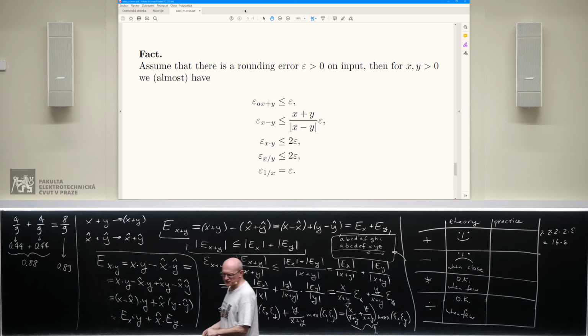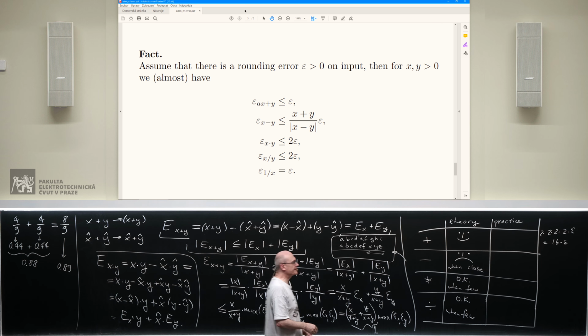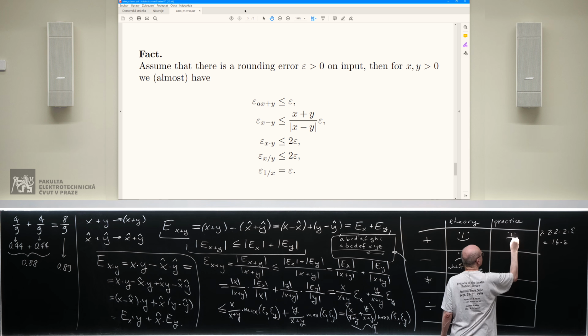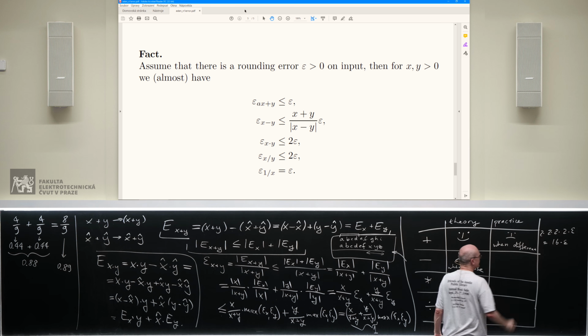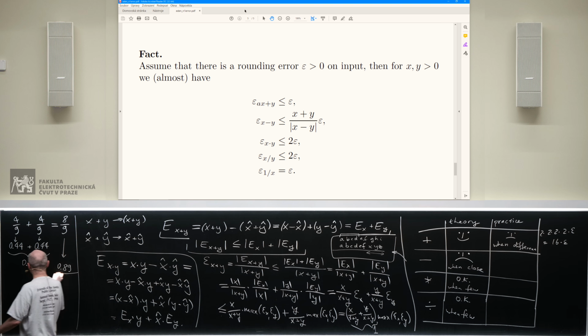Addition. Addition was really good, theoretically. What happens when we try it in an actual computer? Actually, it turns out that there may be a problem. And the problem happens when those numbers are very different. And I should have some room here. Yeah, I remember it correctly.